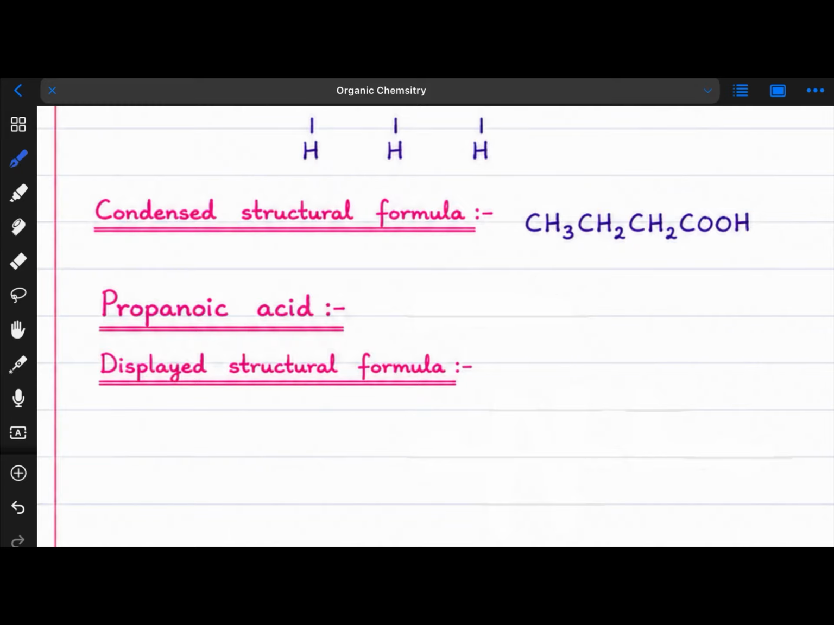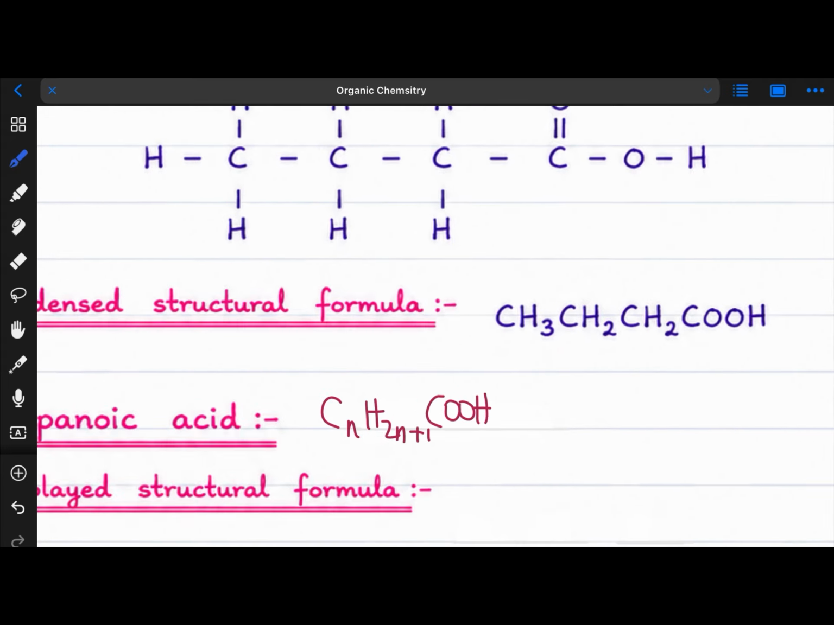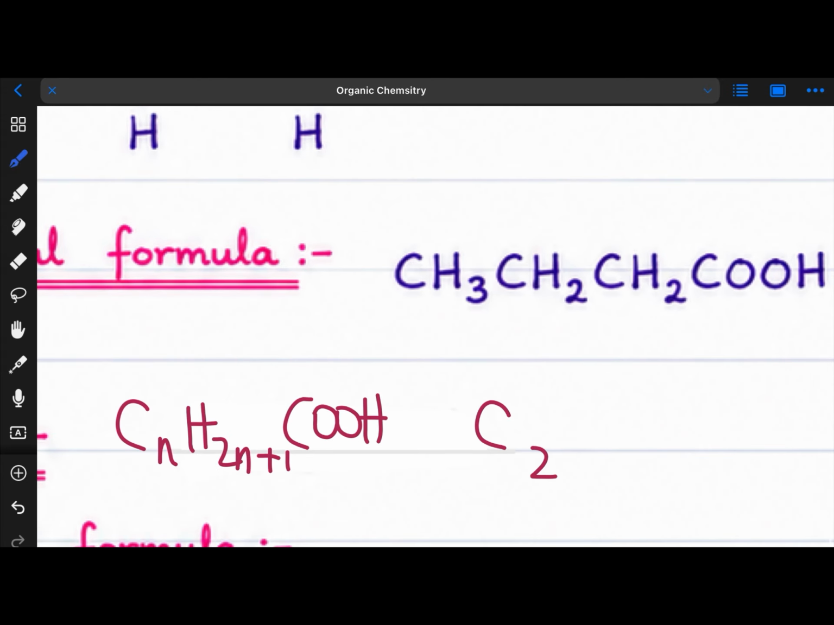Firstly, let's write down the molecular formula of it using the general formula, which is CnH2n+1COOH. Here, n is going to be represented as 2, so it's going to be like C2 H2 multiplied by 2 plus 1, COOH. And our molecular formula is going to be C2H5COOH.